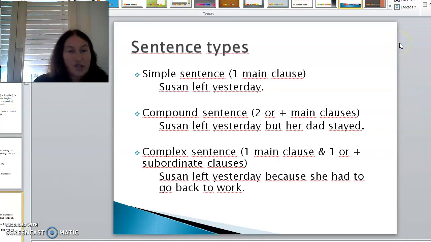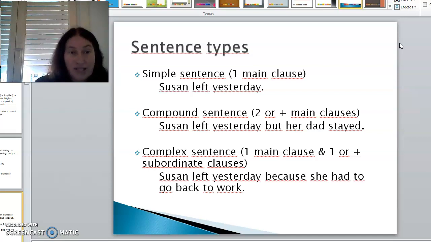Sentence types. So we said that a simple sentence consists of a single main clause. If we have the sentence "Susan left yesterday," in that case we have one sentence which consists of one clause. One main clause because it is a clause that can stand on its own. That was the difference between the independent and the dependent clause.